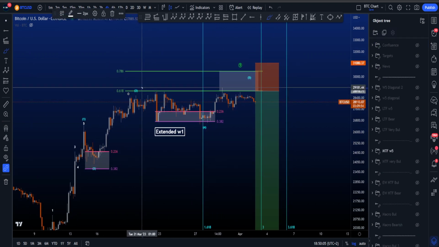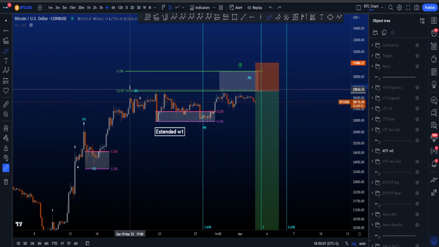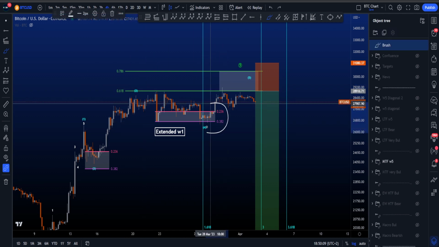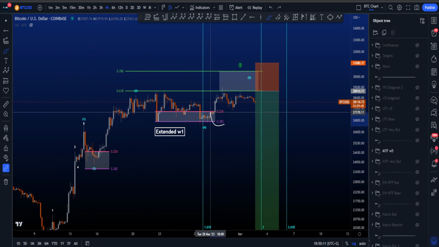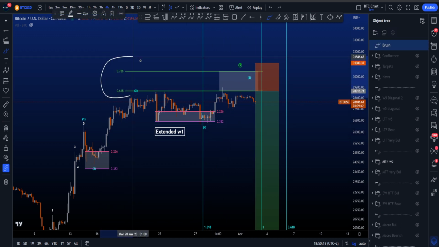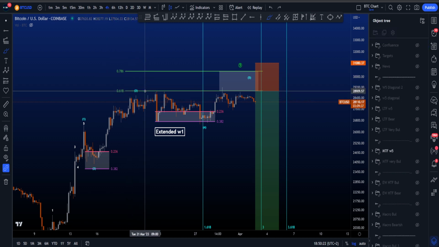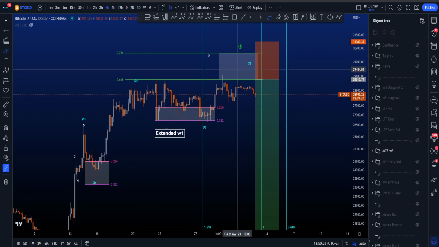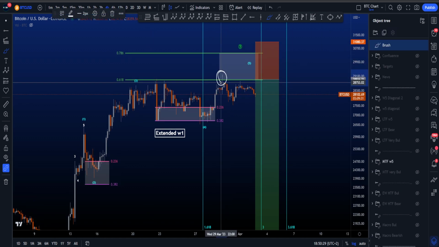Wave 3 does not have a target if wave 1 is extended, so that's fine. Wave 4, most common target if wave 1 is extended, is between the 0.236 and the 0.382, which works very nicely as well. And then wave 5, the most common target is to finish between the 0.618 and the 0.786, which is currently between 28.9k and 30.4k. And as you can see, price already hit this area over here.